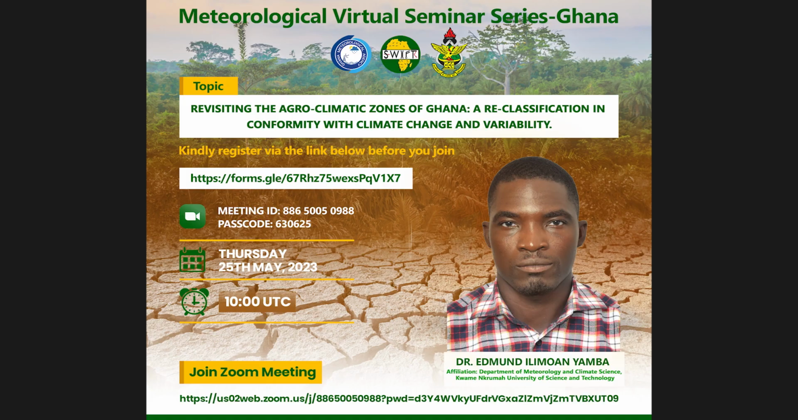Okay, Dr. Yamba, before you come in, just a correction. The statement made by Nathaniel that GMET officially has 22 stations is not quite right. We have 22 synoptic stations. We have other stations which are also agro and climate stations, and we also have rainfall stations. So it's not just 22. We have over 160 stations.